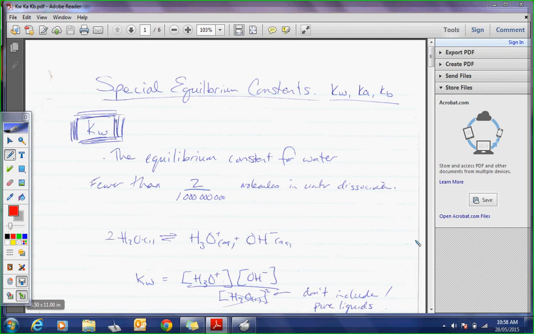Okay, so far we've been having K constants, K equilibrium constants, okay? And those are for A and B making C and D in an equilibrium.